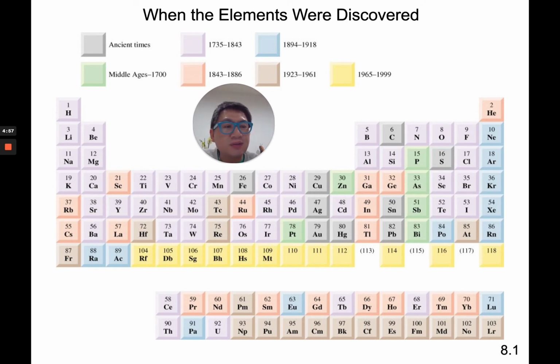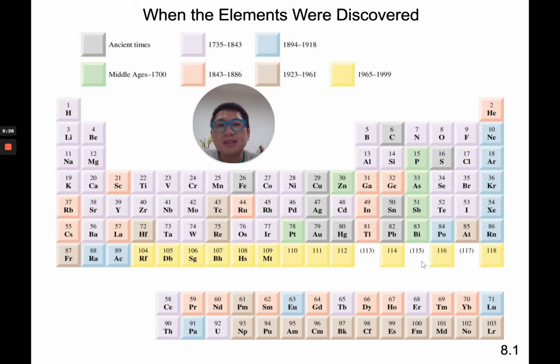So if you have a physical copy of the textbook, these pictures are awesome. This picture is awesome, so you can see these colors better. Or if you download the notes, it might be clear depending on what kind of screen you're looking at. And the most recent elements, 1965 and on, from Rutherfordium to 118, we have discovered elements 113, 115, 117.